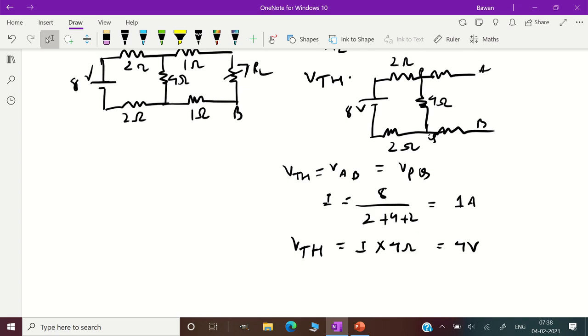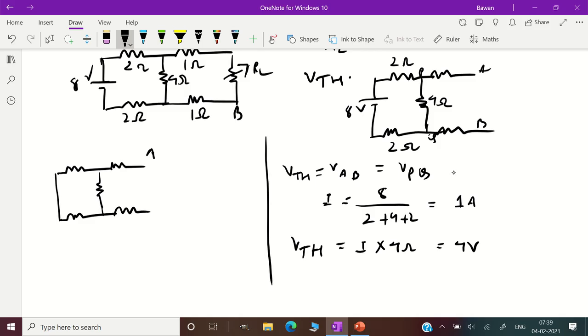If you have to find out RTH, I'll just quickly give space here. RTH is nothing but the same figure, but now the source is shorted. We have to short the source. So this is going to look something like this.